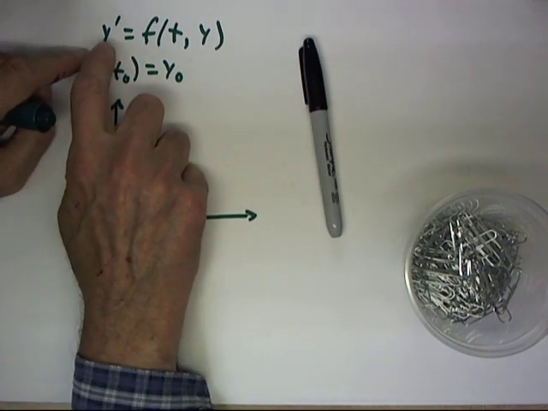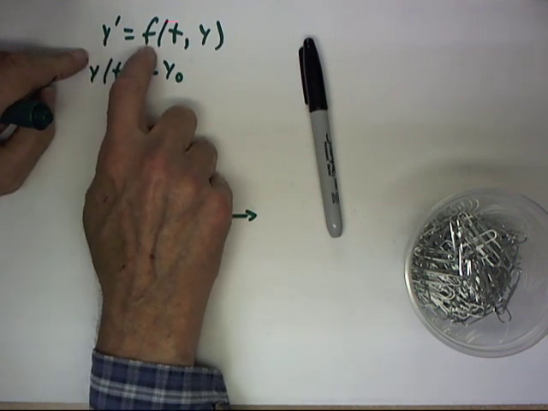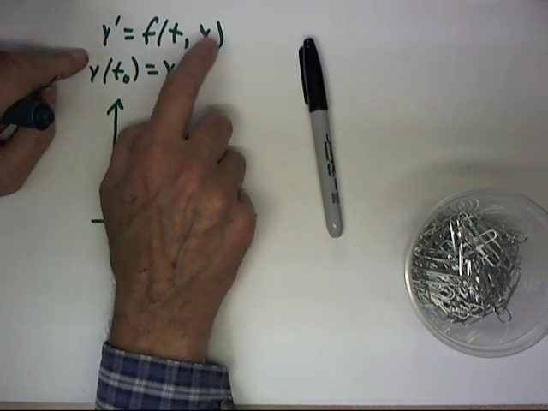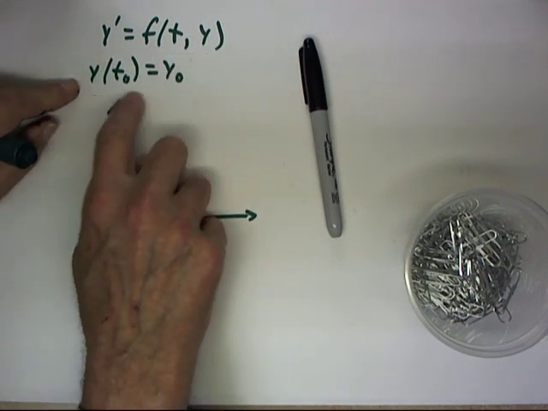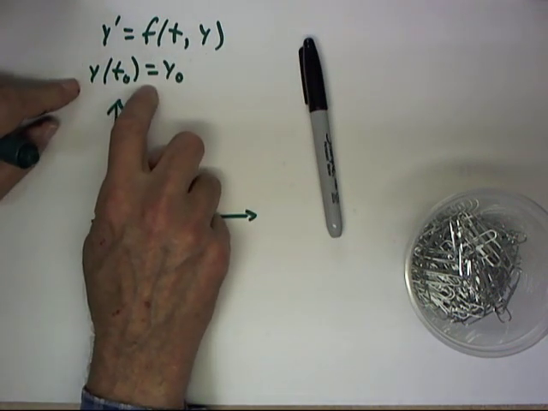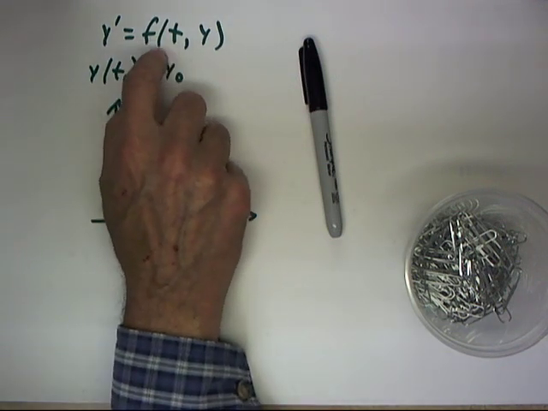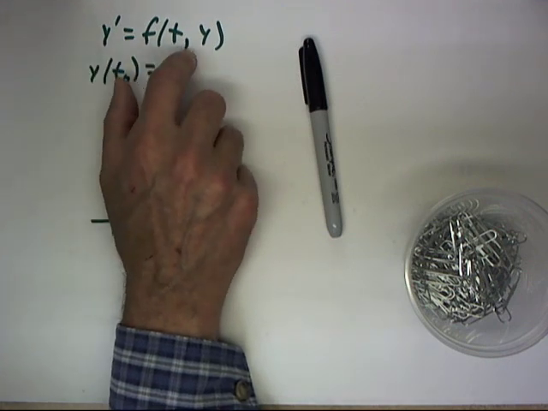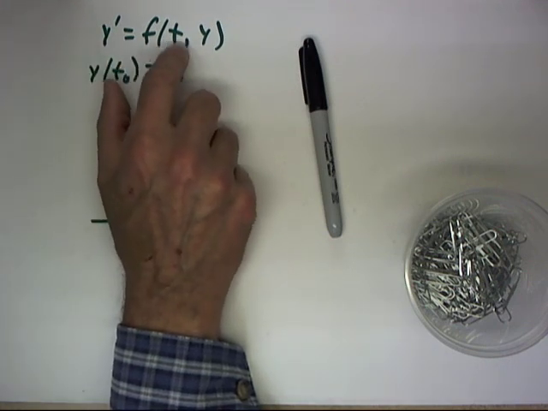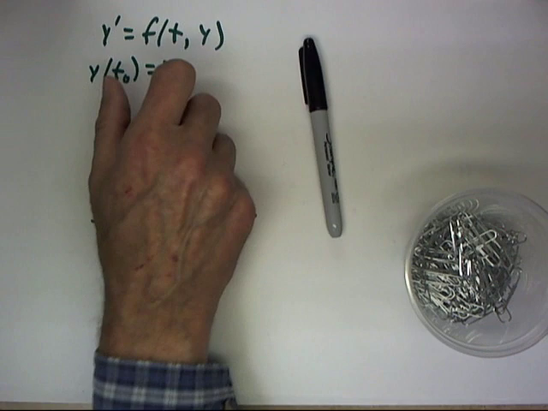Consider if we have a differential equation, a first order equation, y prime equals f of t, y, where f of t, y is just any function of t and y, along with an initial condition y of t naught equals y naught. Now there's no guarantee that we're going to be able to solve this equation, but whether we can solve it or not, we assume that our function f of t, y is one that we can evaluate for any value of t and y.